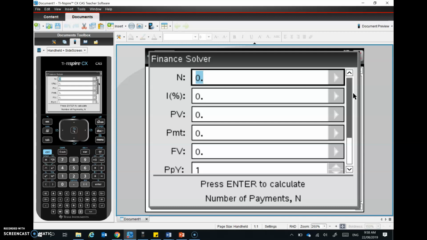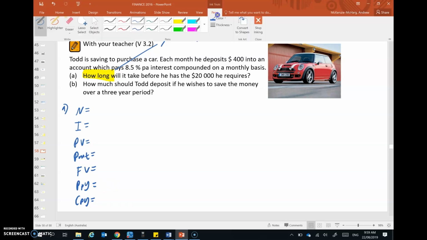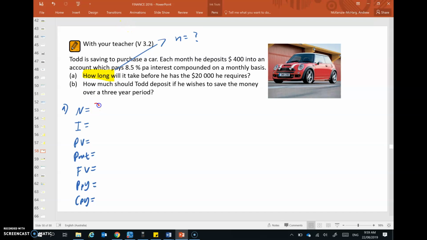What you need to do is actually write down on paper, if you're doing one of these questions in a test using the finance solver, you've got to write down what the inputs are. So part A here, what are you actually putting into the calculator? So these are all the different inputs for the finance solver. Okay, so we're going to say what we're putting in for each bit. Now clearly we're trying to solve for N, so that's the one we're trying to find.